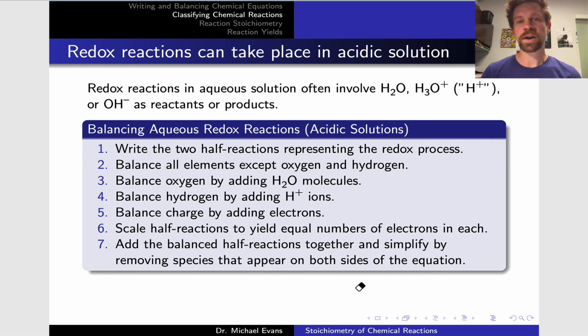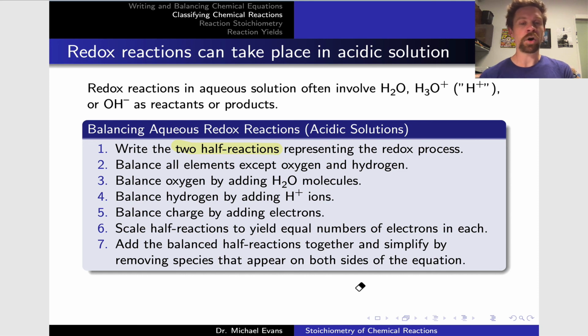Balancing chemical equations for redox reactions can get a little bit tricky, because in addition to the things being oxidized and reduced, we often have acidic or basic conditions that involve hydronium, or H+, hydroxide, OH-, or water, H2O, as reactants or products. But there's a process here for balancing aqueous redox reactions. We start by writing the 2 half reactions for the oxidation and reduction processes, and these will be clear from the parameters of the problem.